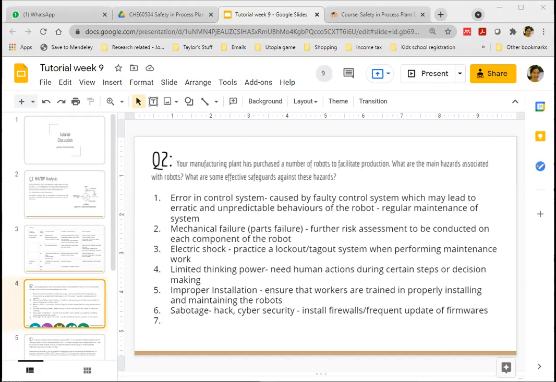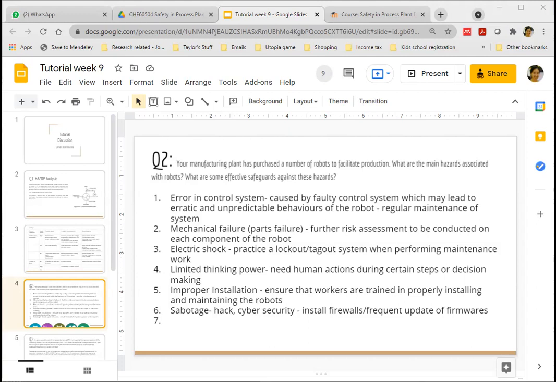The second hazard that we found was mechanical failure. This is where some parts of the robots become faulty or break down. For this, it would depend on the specific components on the robot, and we will have to conduct further risk assessment depending on the parts of the robots. The third hazard would be electric short.